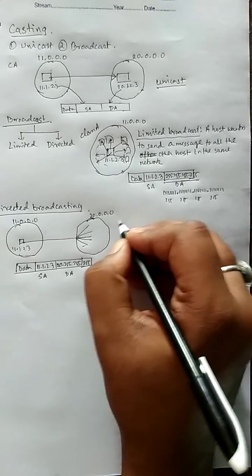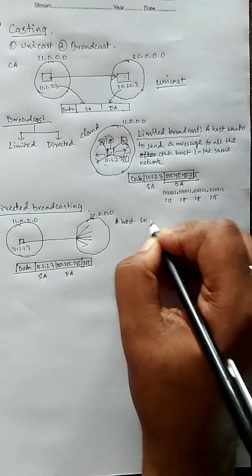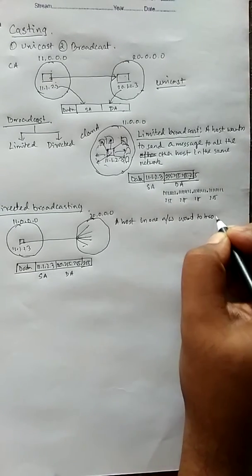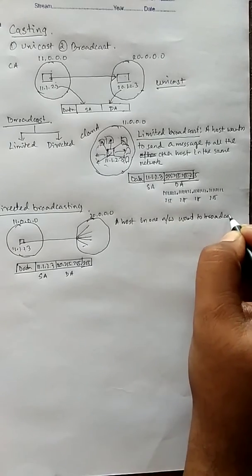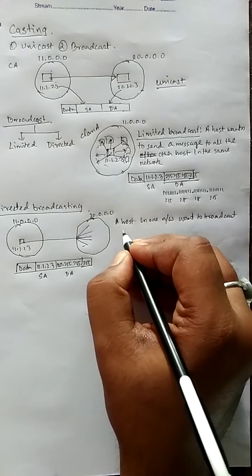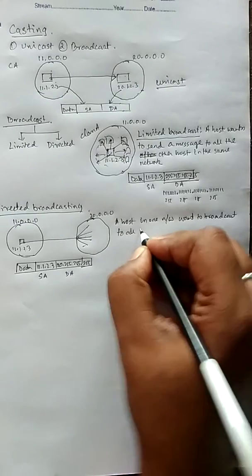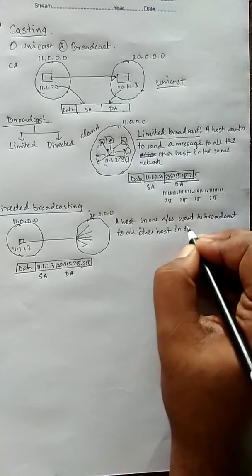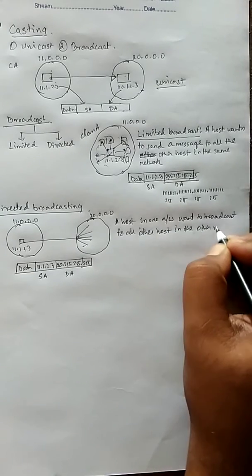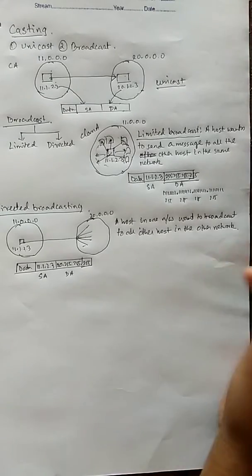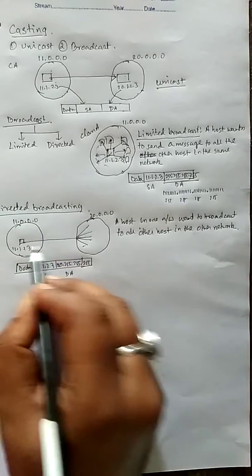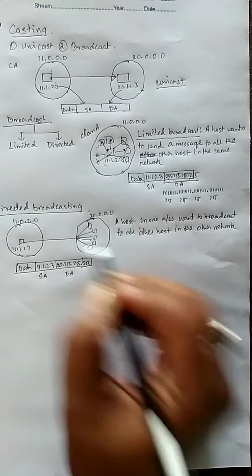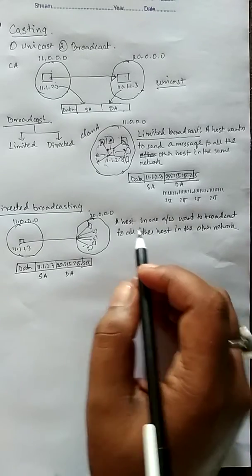As a definition, you can say it like this: a host in one network wants to broadcast to all other hosts in the other network. So this is the directed broadcast address.